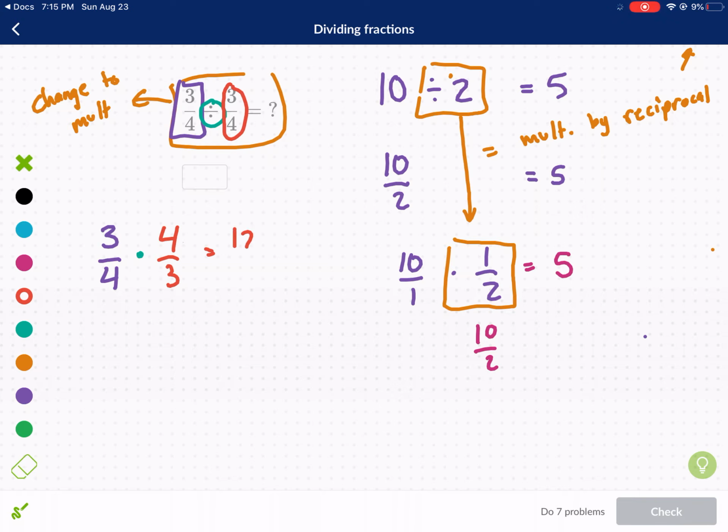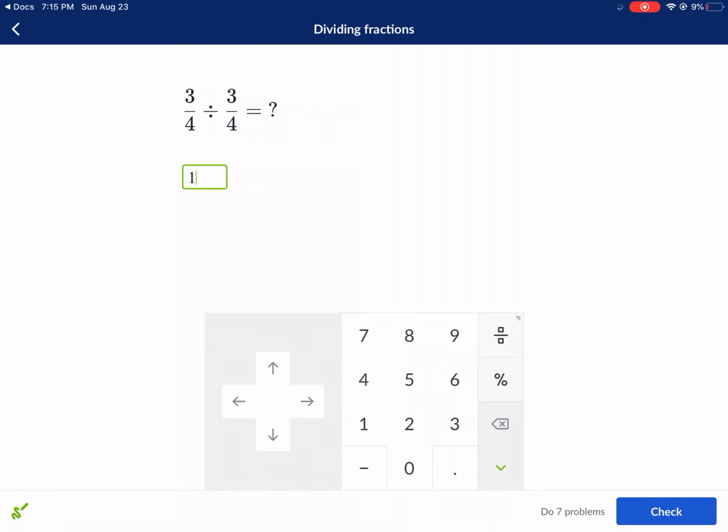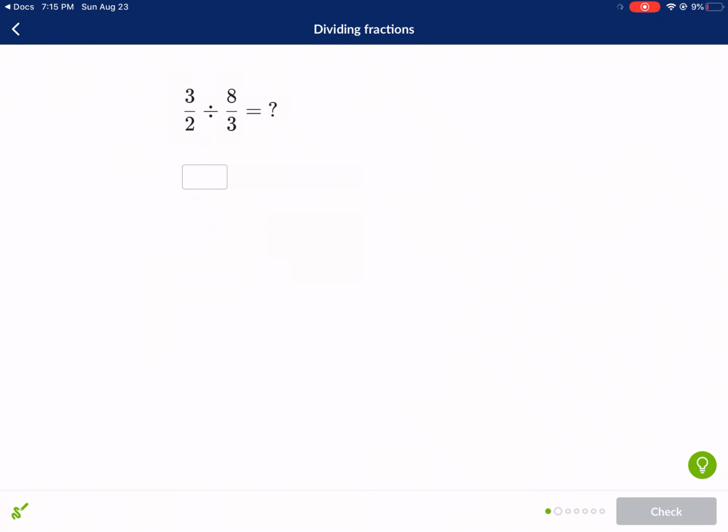This becomes 12 over 12. I'm pretty sure they want us to reduce this. They both go into 12, divide the top by 12, divide the bottom by 12, and we get 1 over 1, or just 1. So this can be reduced to 1. Boom. I'm not sure if it needs to be reduced. I'm just doing it just in case.